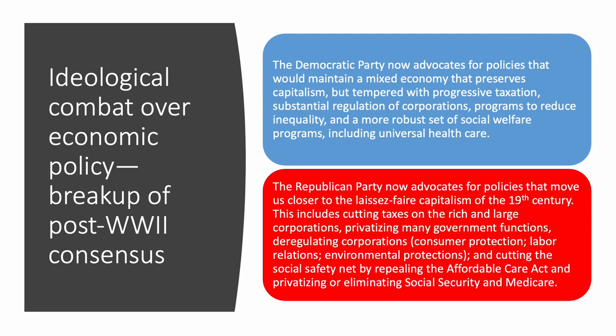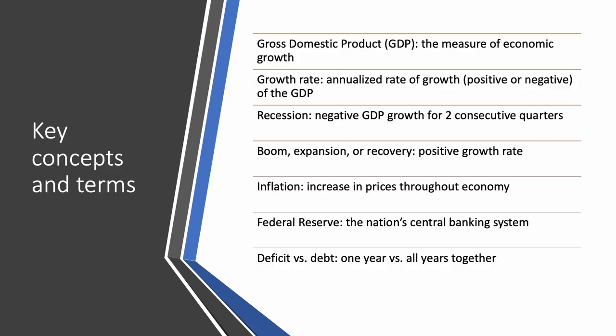They want to privatize a lot of government functions, deregulate the economy, get rid of consumer protection laws, labor relations laws, environmental protection laws. They've said they want to repeal the Affordable Care Act and privatize or eliminate Social Security and Medicare. So that, if they had their way, would take us back to something like the 1800s or the early 20th century.